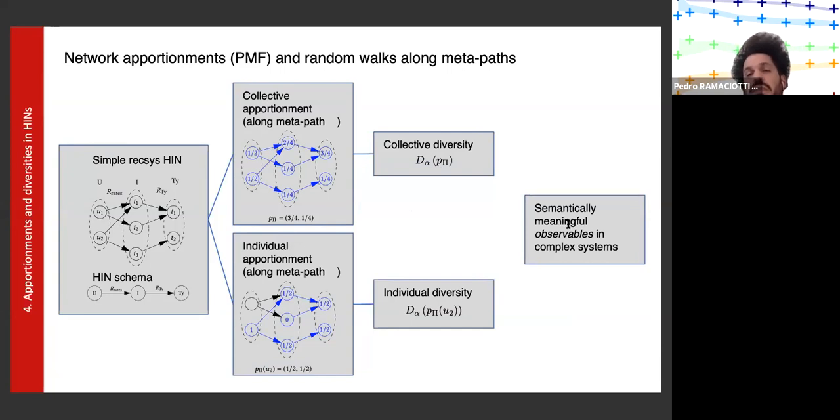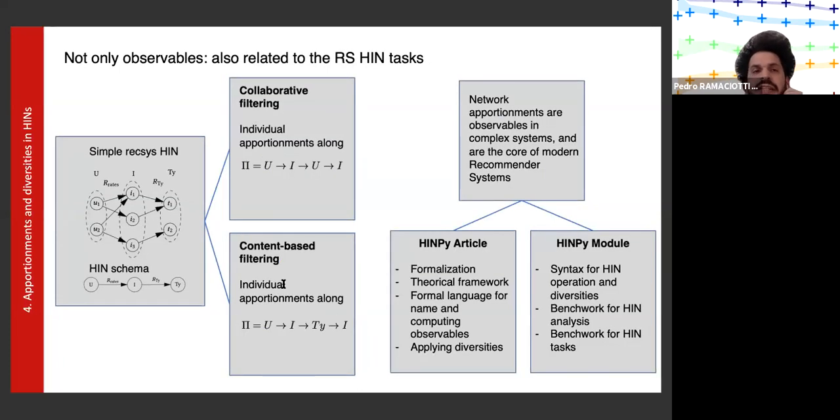So these are semantically meaningful observables in this complex system that are represented by these arbitrarily large and complex heterogeneous information networks. And the thing is that these are not only observables to observe diversity of what has been chosen before, or according to whatever semantic is encoded in whatever metapath. They are also at the core of the computations done by these recommender systems based on heterogeneous information networks.